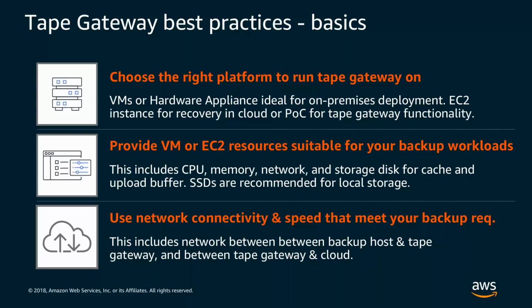And lastly, make sure that you're choosing the right network connectivity and speed that meets your backup and restore requirements. So for network connectivity, AWS provides several different options, including establishing a private network via VPN or the internet, or using a Direct Connect over a 1 gig link or a 10 gig link. You need to essentially ensure that the network bandwidth between your backup application and the gateway and between the gateway and AWS can sustain your application read and write needs.